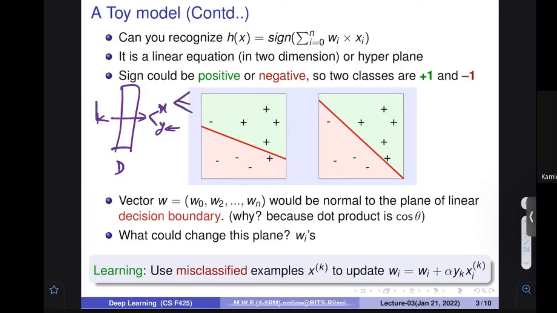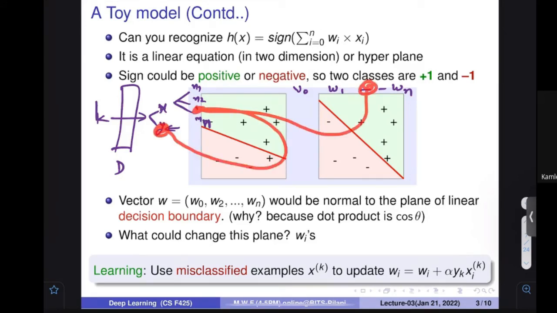X values have x1, x2, up to xm, different values and different attributes. And how many W's are there? W0, W1, up to WN. So if I'm updating the ith W, then I would use the ith attribute, and I would use this complete value to find out this particular quantity. Is it clear? So all the W's are updated by this.